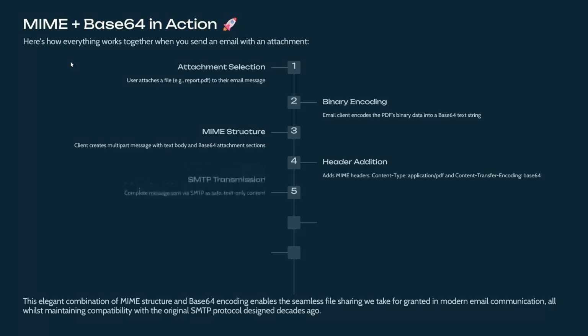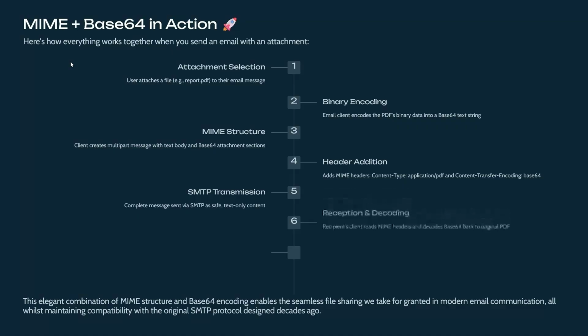Then the next step is SMTP transmission. The complete MIME message, now text only thanks to base64, is sent via SMTP. Because everything is printable ASCII, intermediate servers can transport the message without corrupting the binary data. Then comes reception and decoding. The recipient's mail client reads the raw message, parses the MIME structure using the boundaries and the headers, finds the base64 payload and decodes it back to the original bytes.